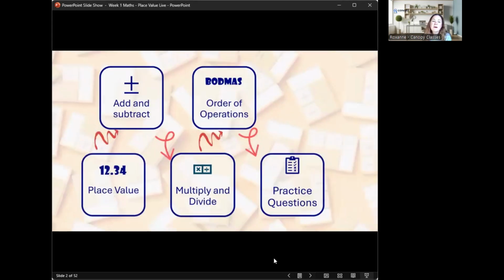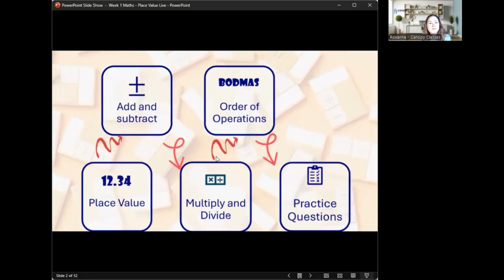Okay, next part is we're going to look over adding and subtracting. Again, we've got to pay attention not just to the place values themselves, but also whether or not a number is positive or negative. So let's have a look at our examples.